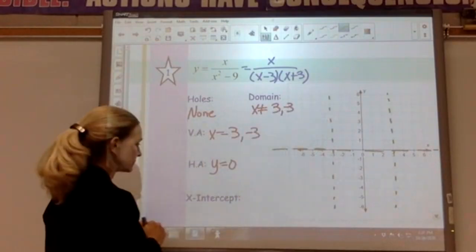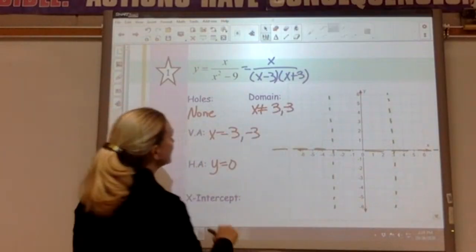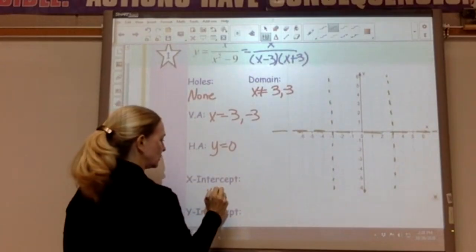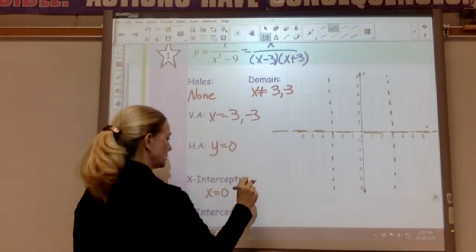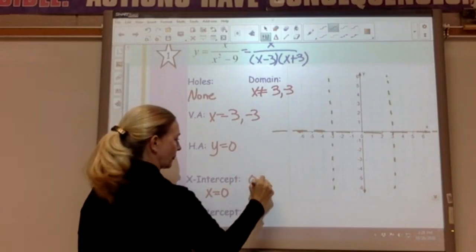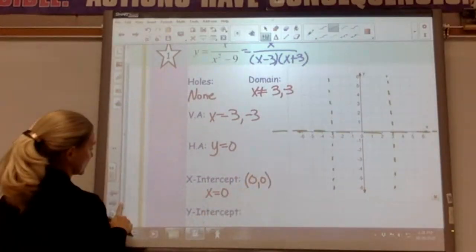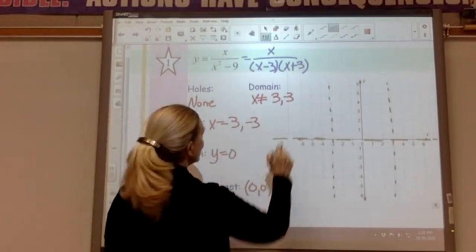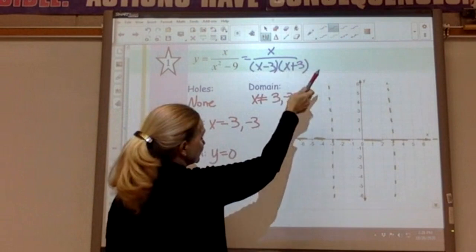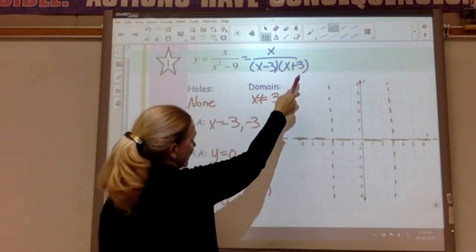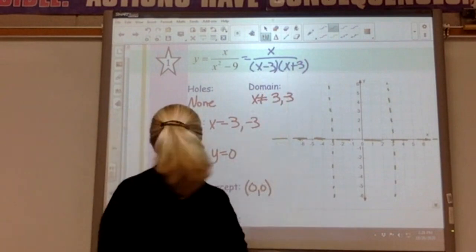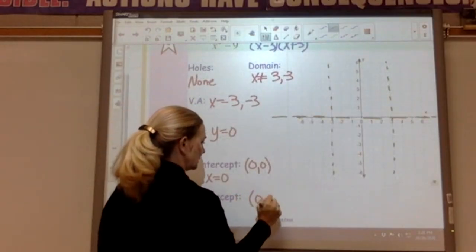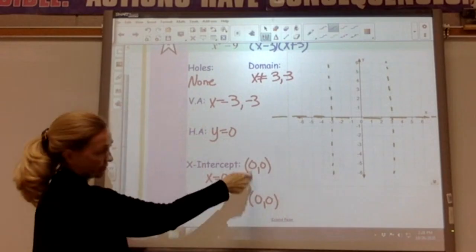Okay? Now, x-intercept. Set the numerator to 0. So we would have x equals 0. Oh, and so this is just 0, 0. And so the y-intercept, when you plug in 0, you're going to have 0 over whatever, negative 9. And so that's going to give us 0. 0 divided by anything is 0. So this is 0, 0, which is, I mean, this is the origin.